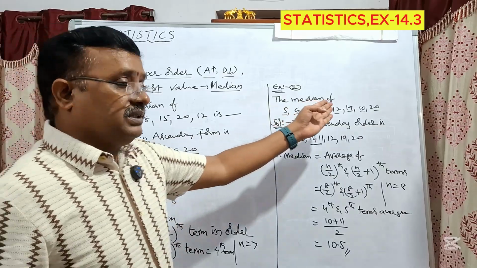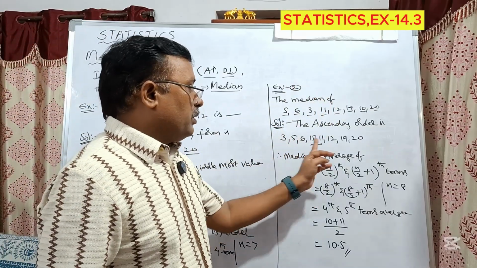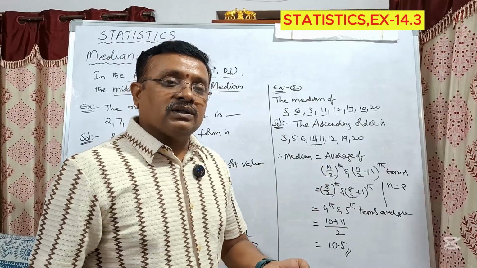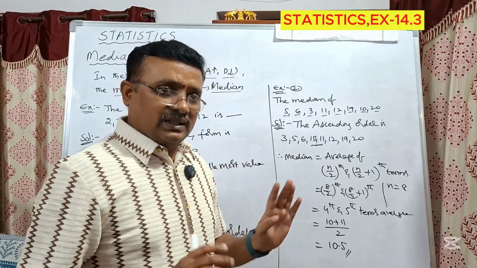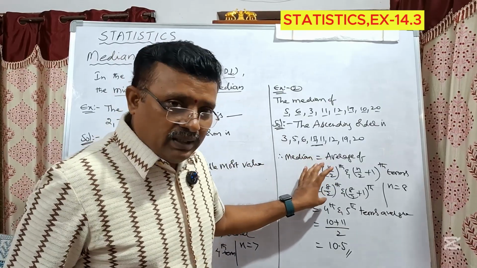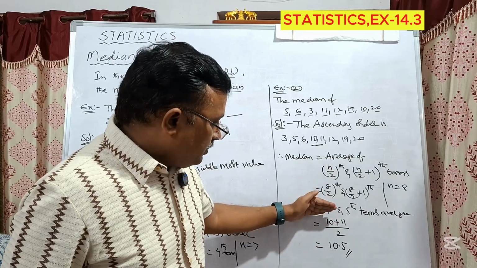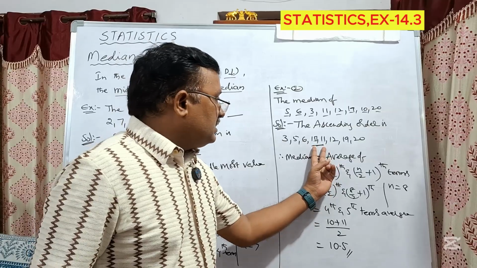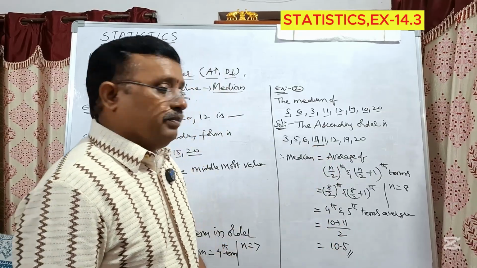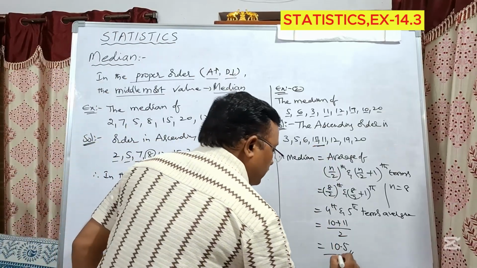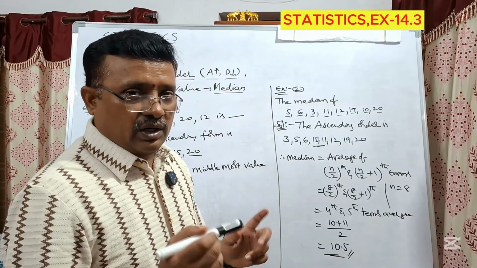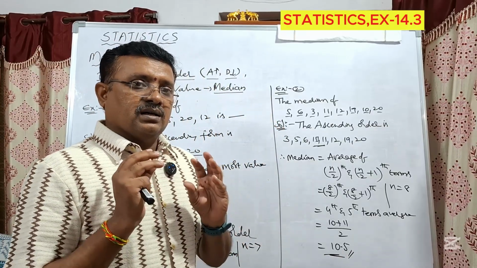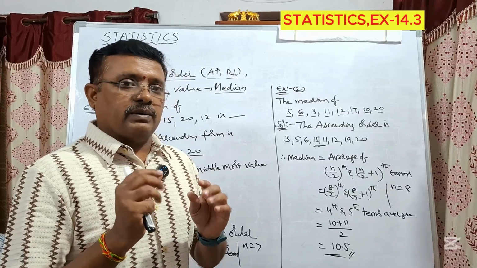When the number of observations are even, after the proper arrangement, find out the average of the middle terms. That's it. So this is the mathematical condition, and from this it is the easy way to find out the median. So the average of the middle two terms will become the median. Understood? So 10.5 is the median. I think you got it. So this type of problems are important for bits.